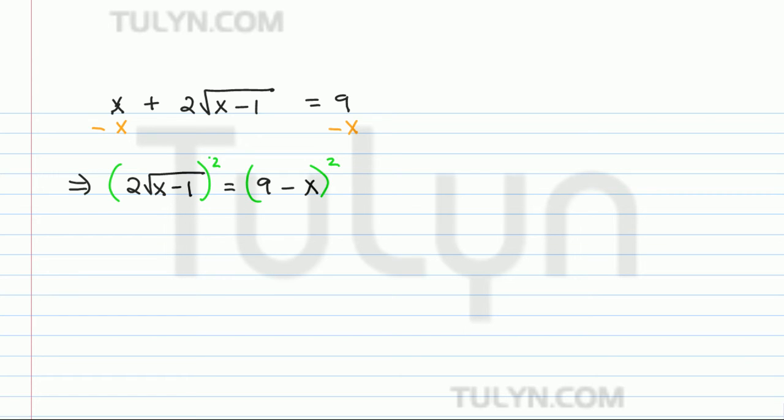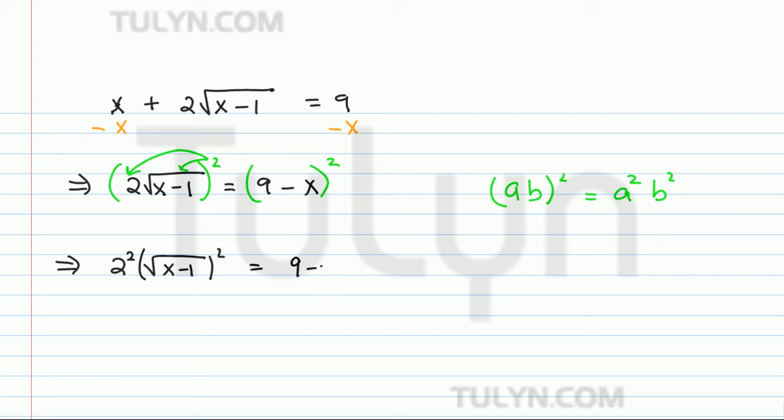Now on the left, the square distributes into the product, right? Because when you have a times b, squared, this becomes a squared times b squared. So simplifying the left, we get 2 squared times the square root of x minus 1, squared. And then on the right, you're squaring the whole thing, so you're multiplying it by itself. So this is going to look like 9 minus x, times 9 minus x.